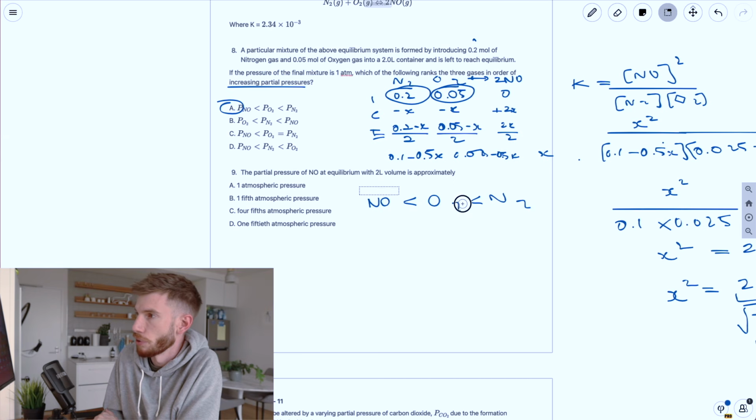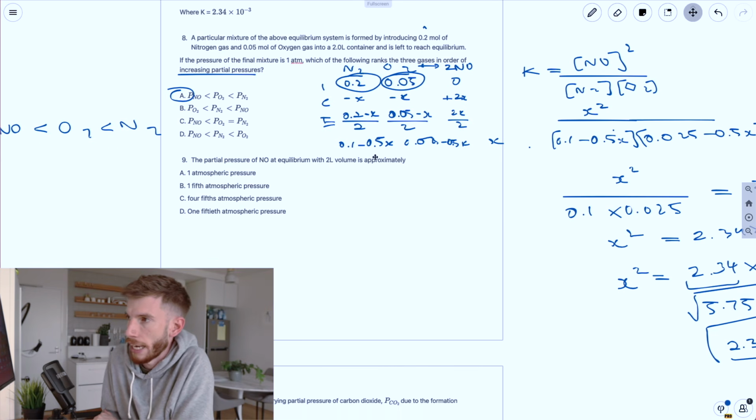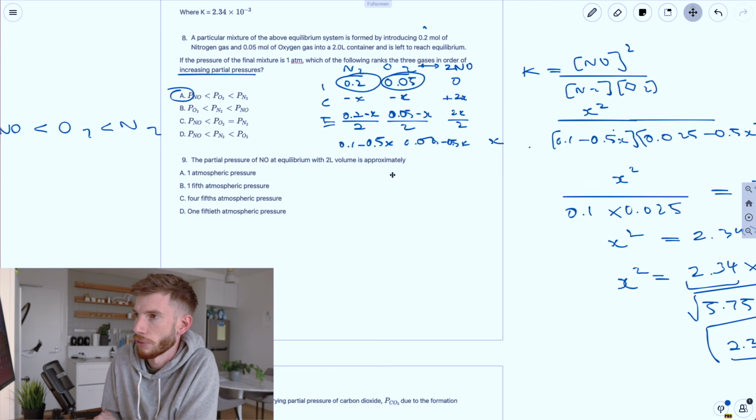All right, I'll just remove this out of the way for the next one. It says the partial pressure of NO at equilibrium with 2 liters volume is approximately.